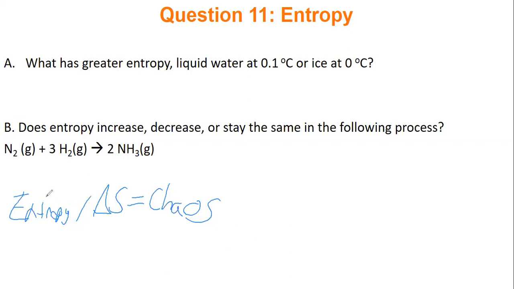All right, so let's do this really quick. Water does have the greater entropy, more chaos, because water is moving around. The atoms in water are free to move in any direction. Ice, the atoms can't move. They can vibrate, but they can't move in any direction. So liquid water is a lot more chaotic, a lot more disordered than ice.